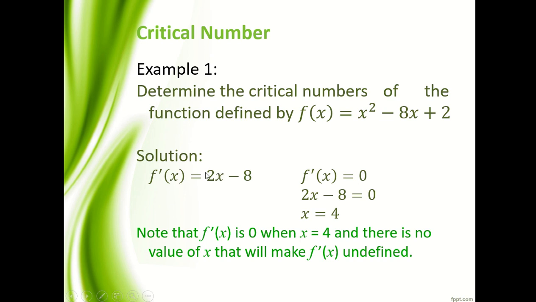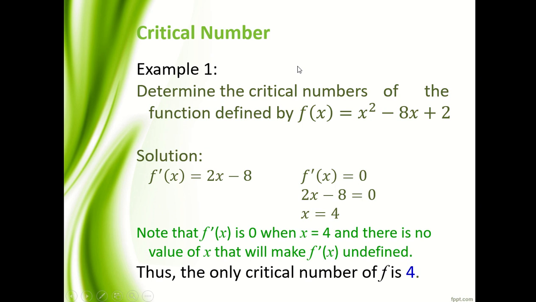So when x equal to 4, substitute it here. 2 times 4 is 8, minus 8 is equal to 0. So therefore, x equal to 4 is a critical number. And there is no value of x that makes f prime of x undefined or does not exist. So only this value, x equal to 4. Alright, so that's our very simple example, to emphasize more on this critical number.